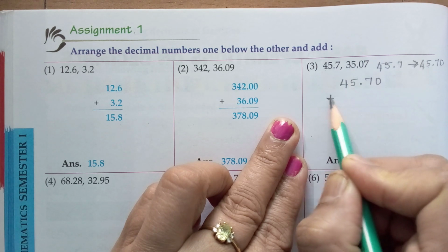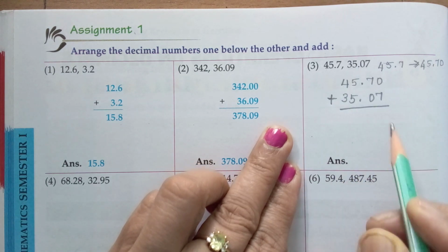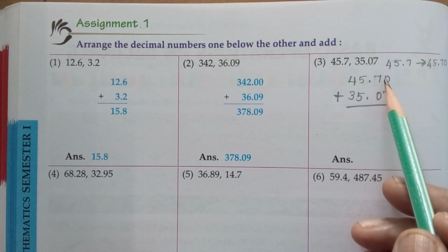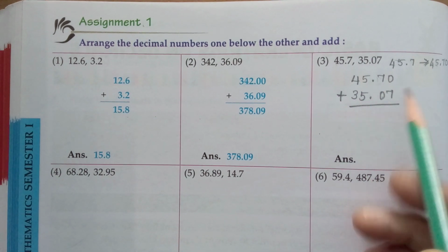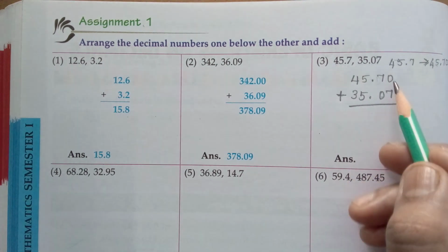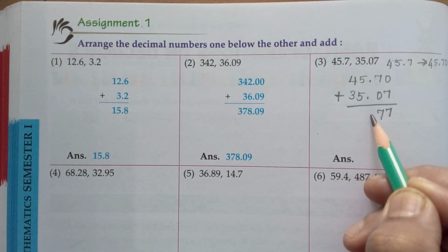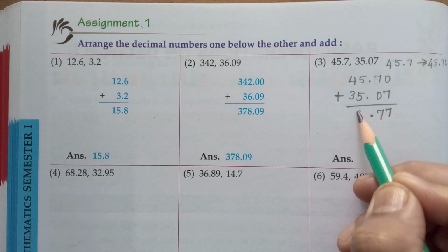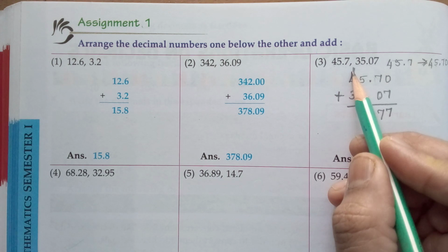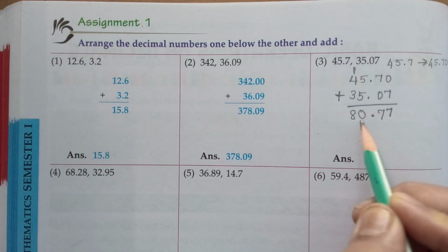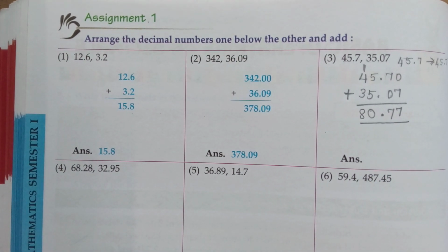So, 45.70 plus 35.07. Come, we will add it. See, in this way you should write one below the other, and the decimal point should be in a line. Now, add as an ordinary number. 0 plus 7 is 7. 7 plus 0 is also 7, and put the decimal point. 5 plus 5, 10, so 0 and 1 as the carry, and 4 plus 3, 7, 7 plus carry 1 is 8. So, what is the answer? 80.77 is the answer. Okay children, understood?